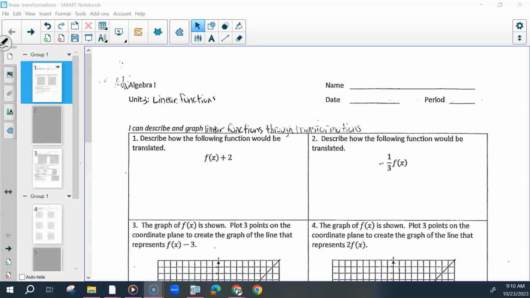That will be due on Friday, just like the rest of your Delta Math. So slope part 1, part 2, x and y intercepts, graphing, and the linear transformations activity. All of those are due on Friday. So if you haven't been working on those, you have a lot of work to do by Friday. Keep that in mind.